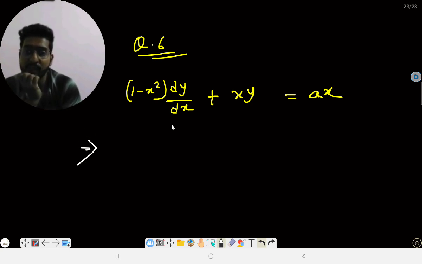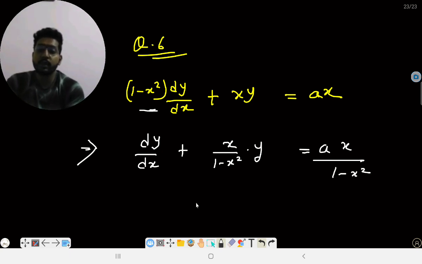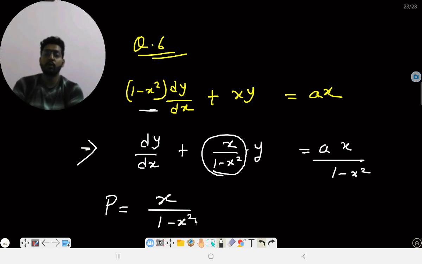Now how to solve this one? First find dy/dx. 1 minus x square is there, so first divide both sides by 1 minus x square. So it will look like this: dy/dx plus x by 1 minus x square into y equals ax by 1 minus x square. Now you can see this is a linear differential equation, dy/dx plus py equals q type. So what is the value of p? The value of p is here x by 1 minus x square.